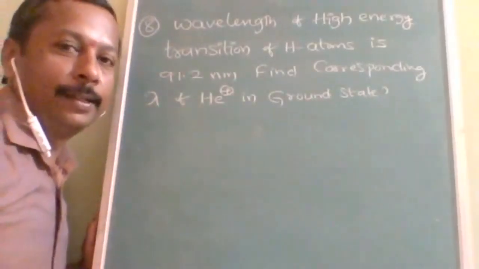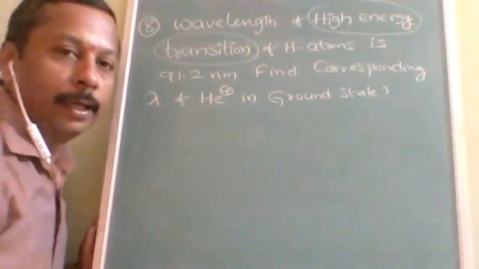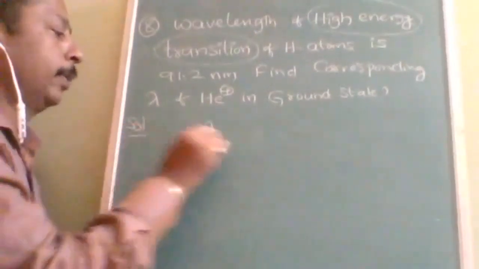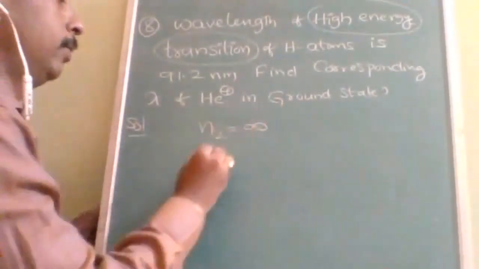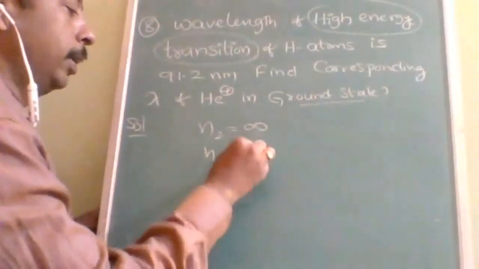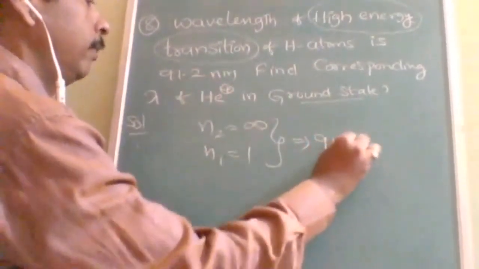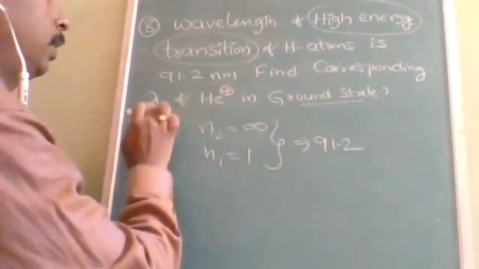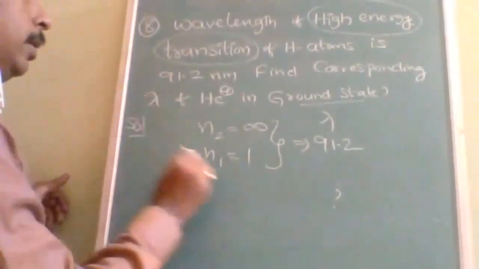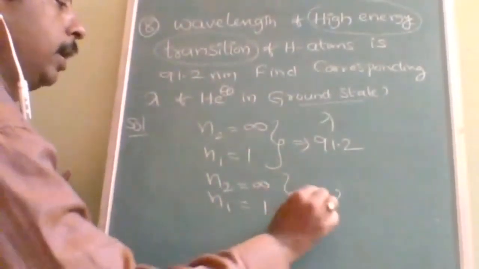Wavelength of high energy transition. Energy is highest when N2 is equal to infinity, for hydrogen atom. High energy transition of hydrogen atom in ground state, so N1 is equal to 1. When this transition took place, it is 91.2 nanometer. Find the corresponding lambda, that means this lambda is given and this lambda we have to find out. In helium, corresponding means N2 is equal to infinity, N1 is equal to 1, and lambda is equal to how much.